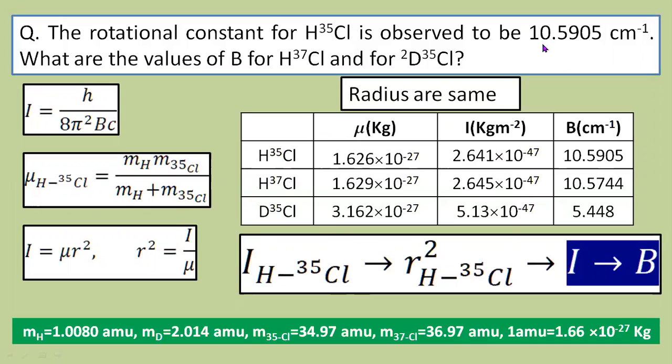From the rotational constant given for this molecule, I can calculate the moment of inertia using this equation, which I have already explained earlier, and it comes out to be this much. Once I know the moment of inertia, with the help of this equation I can easily calculate the radius, and I know that the radius is the same for all the complexes. There is no change in the radius for isotopic substitution.